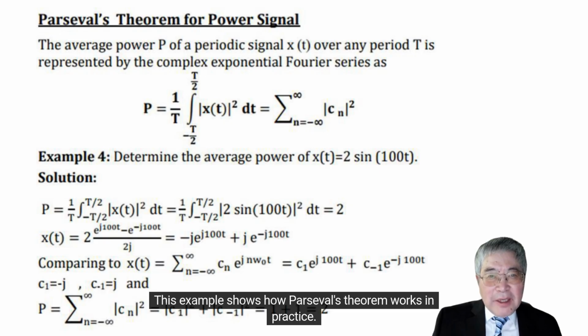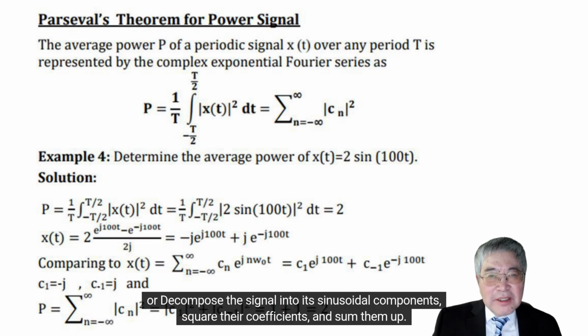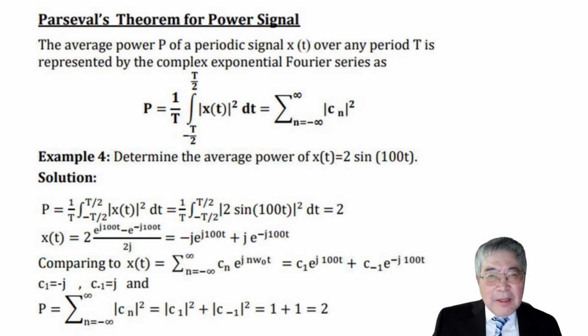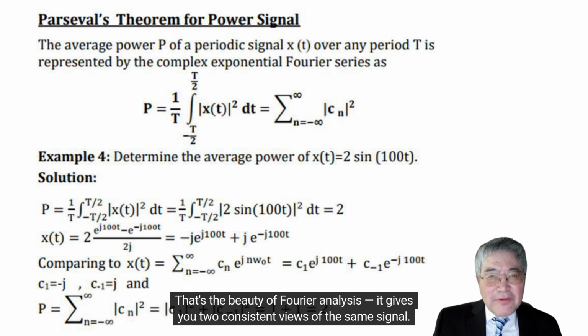This example shows how Parseval's theorem works in practice. You can either square the signal and average it over time, or decompose the signal into its sinusoidal components, square their coefficients, and sum them up. Either way, you'll get the same result. That's the beauty of Fourier analysis. It gives you two consistent views of the same signal.